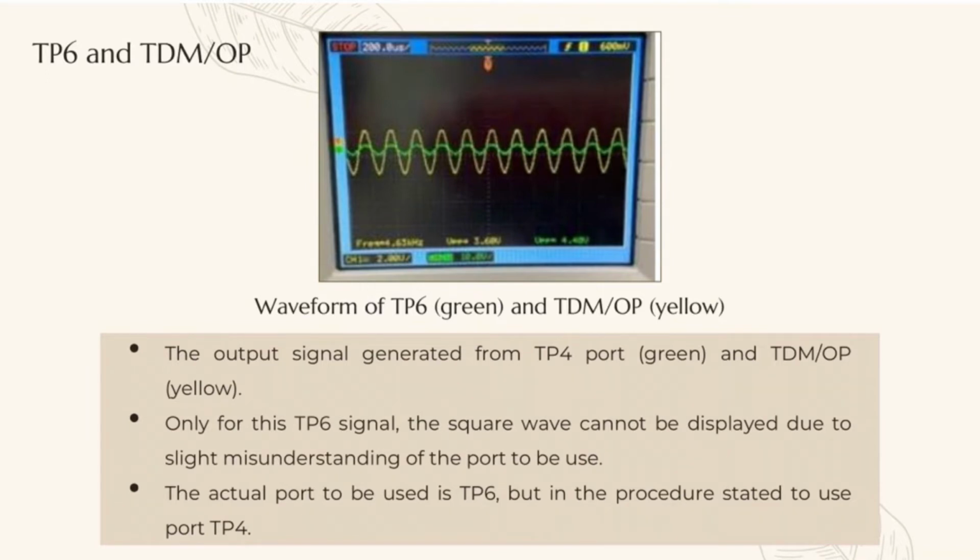Lastly, when connecting TP6 and TDM output, they will both form a waveform. Figure shows the output signal generated from TP4 port, the green one, and TDM output, yellow. Only for this TP6 signal, the square wave cannot be displayed due to slight misunderstanding of the port to be used. The actual port to be used is TP6, but in the procedure stated to use port TP4. Maybe this is one of the reasons the result is a bit different and square wave cannot be portrayed.